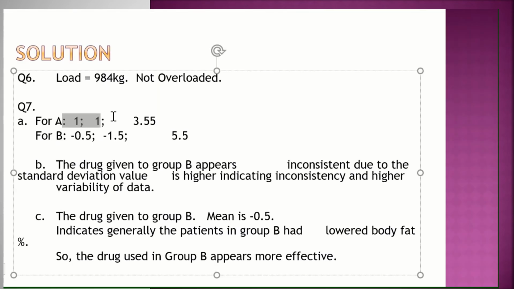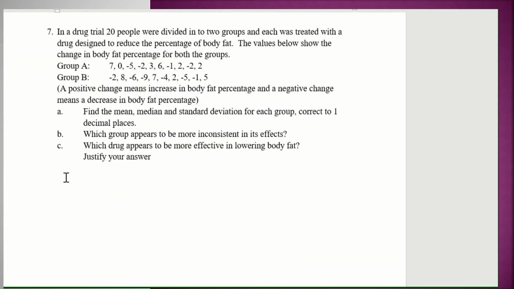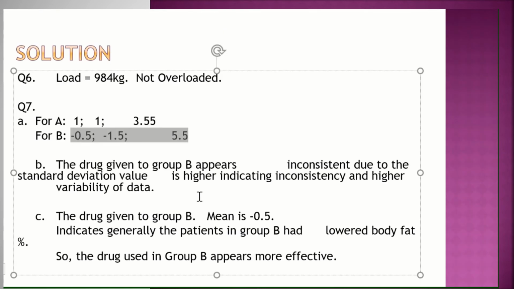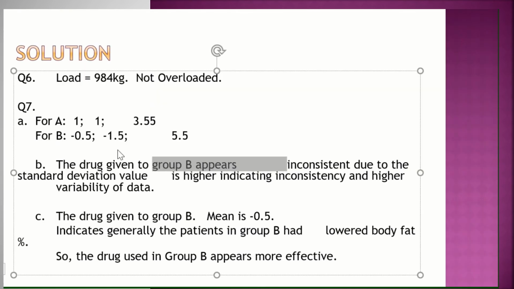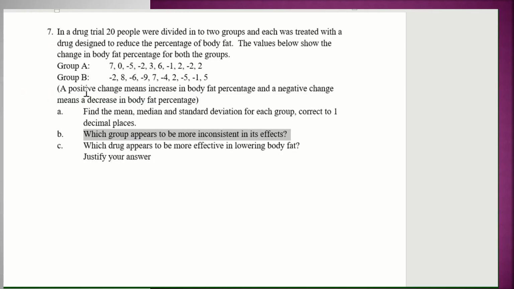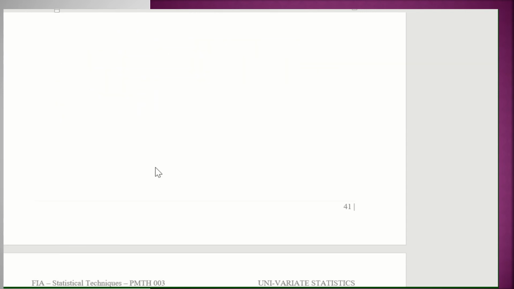So for A, these are the values. For B, these are the values. Which group appears to be more inconsistent? Inconsistent means higher standard deviation. Group B, because it has a higher standard deviation. No need to write so much. Higher standard deviation, enough. Which drug appears to be more effective in lowering body fat? It will be B, because when they said positive means increase, you want decrease, which means negative.